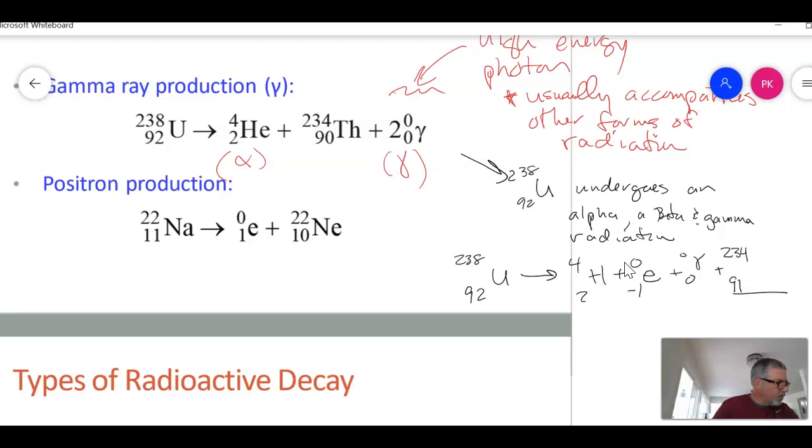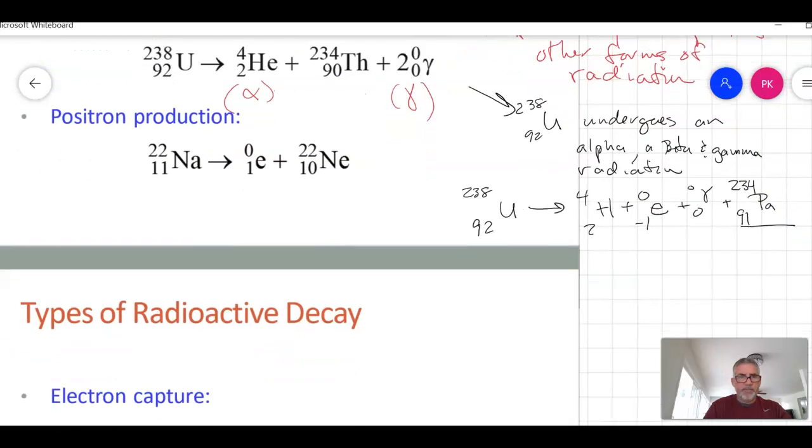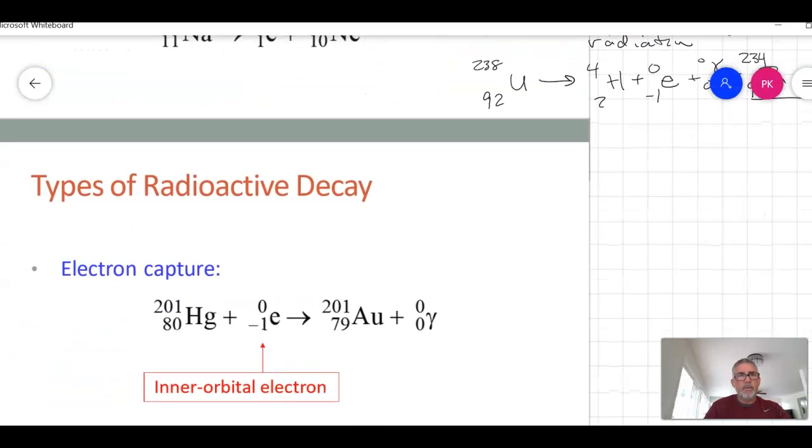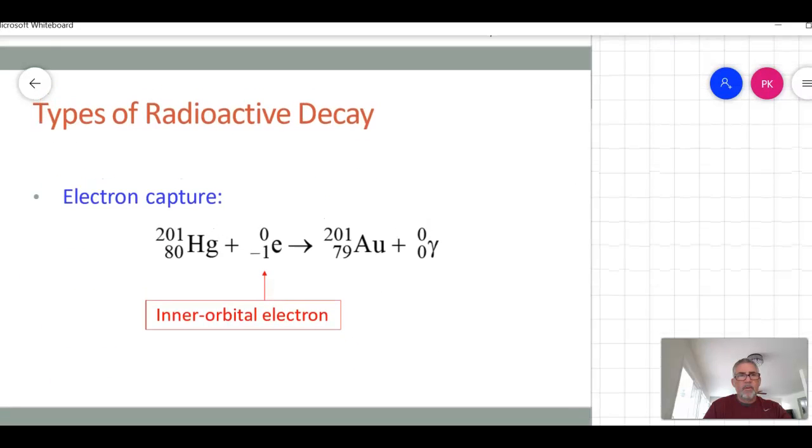And I come over here and I look for what 91 is, right? And I get protactinium, not Pennsylvania, right? And that's what we do it, because 91 minus 1 plus 2 is equal to 92, right? So make sure all your numbers in your products and all your numbers in your reactants equal each other. All right.